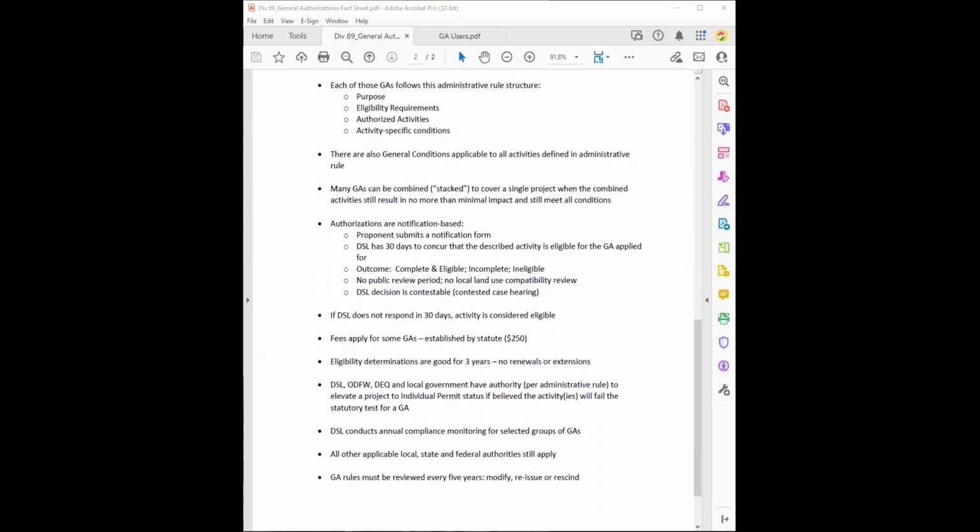Many of our authorizations can be combined. We use the word stacked to cover a single project when the combined activities still result in no more than minimal impact. A great example of that we see a lot is that someone will have a project to do bank stabilization work in a way that qualifies for that GA. But in order to get to that project site, they have to temporarily cross a wetland area. So they can apply for both the bank stabilization GA and the temporary impact GA and just stack them together to get a complete authorization for the project.